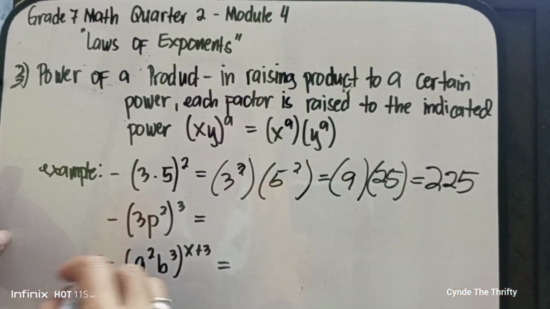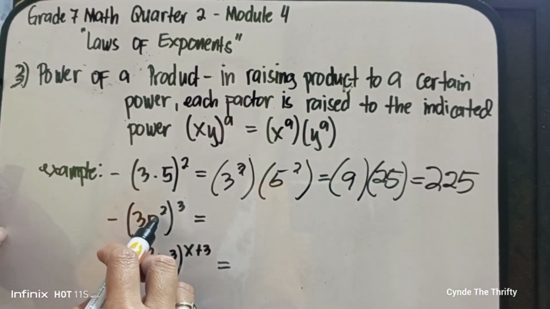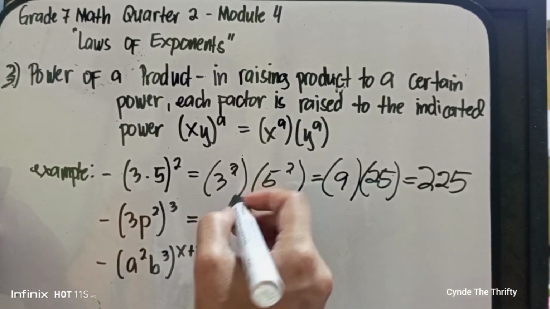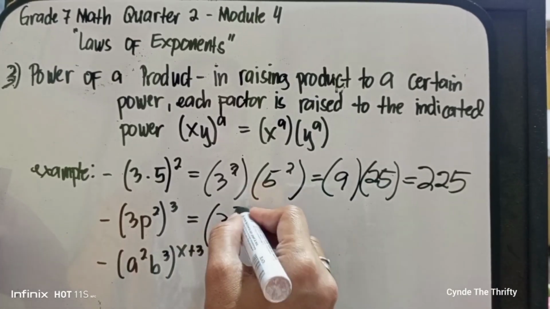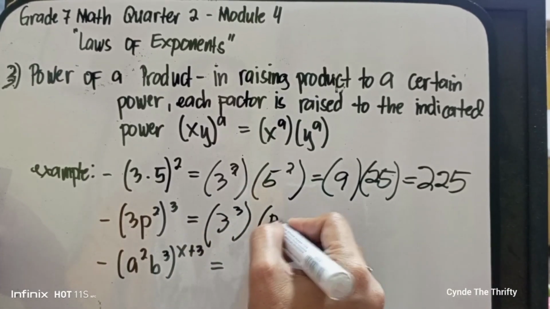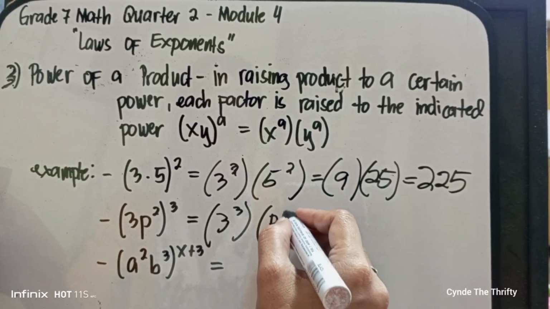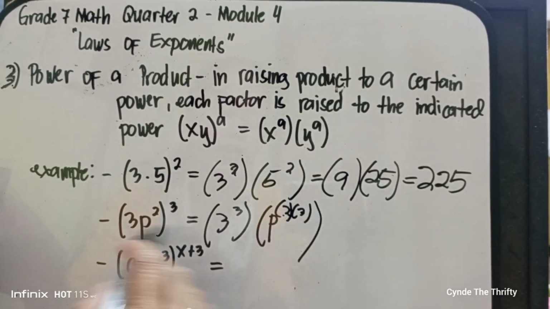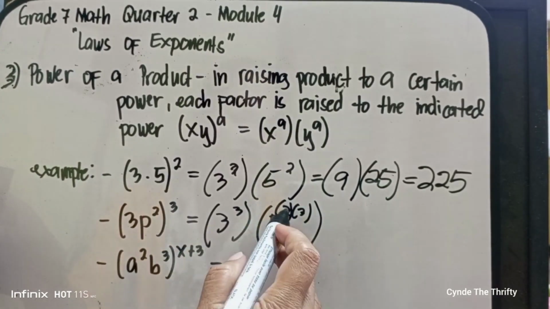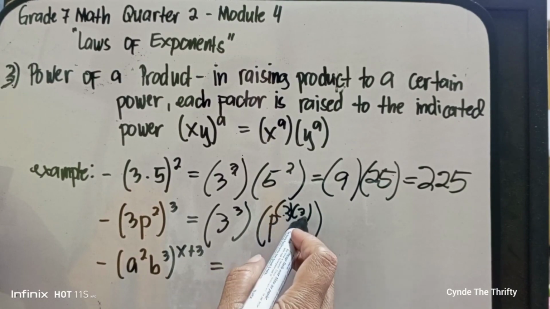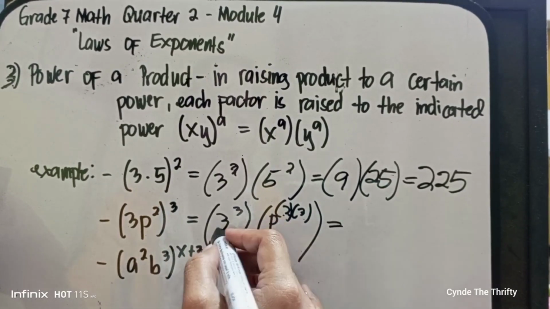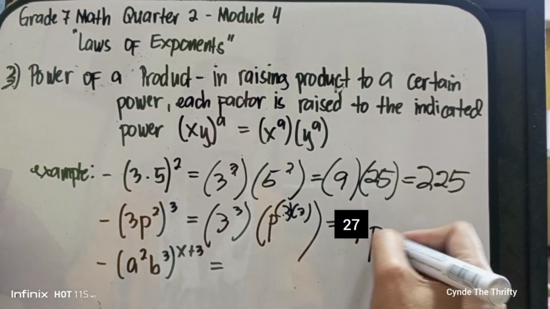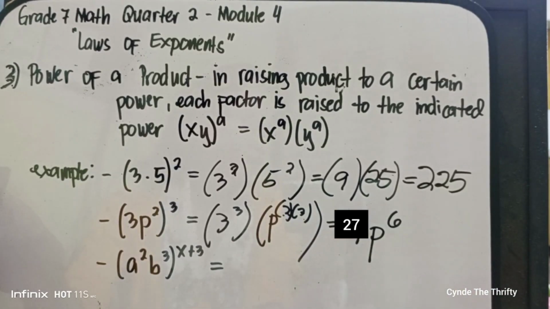Next is 3p squared, cubed. So, 3 cubed and then p squared, cubed. Ayan, again, 3 cubed, p squared raised to 2 multiplied by 3. 3 cubed equals 27, and then 2 times 3 equals p raised to the power of 6.